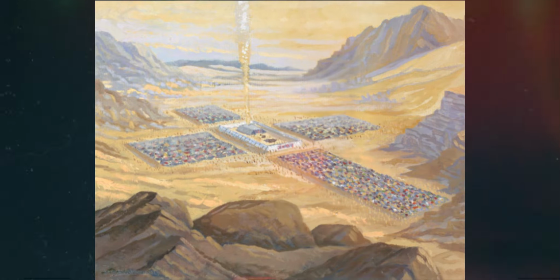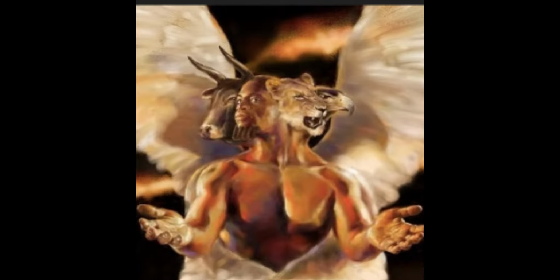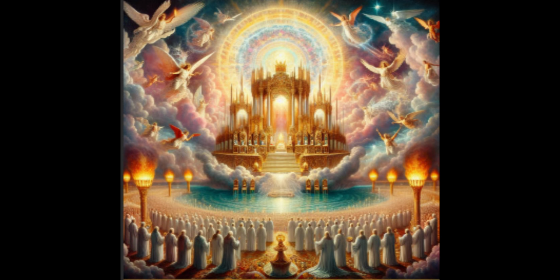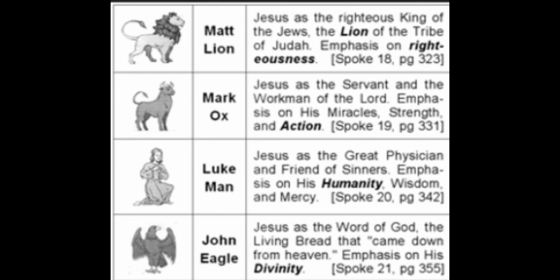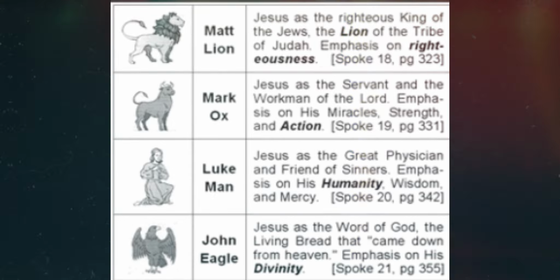What's also interesting here is the four emblems are also familiar to us as the emblems of the four faces of the cherubim surrounding the throne of God. So the camp seems to have modeled itself after the throne of God, with the tabernacle in the middle and the man, ox, eagle, and lion, representing the four gospels. Lion being Matthew, the lion of the tribe of Judah. Son of Man being Luke's gospel. The servanthood of an ox being represented by Mark's gospel, and John the eagle.